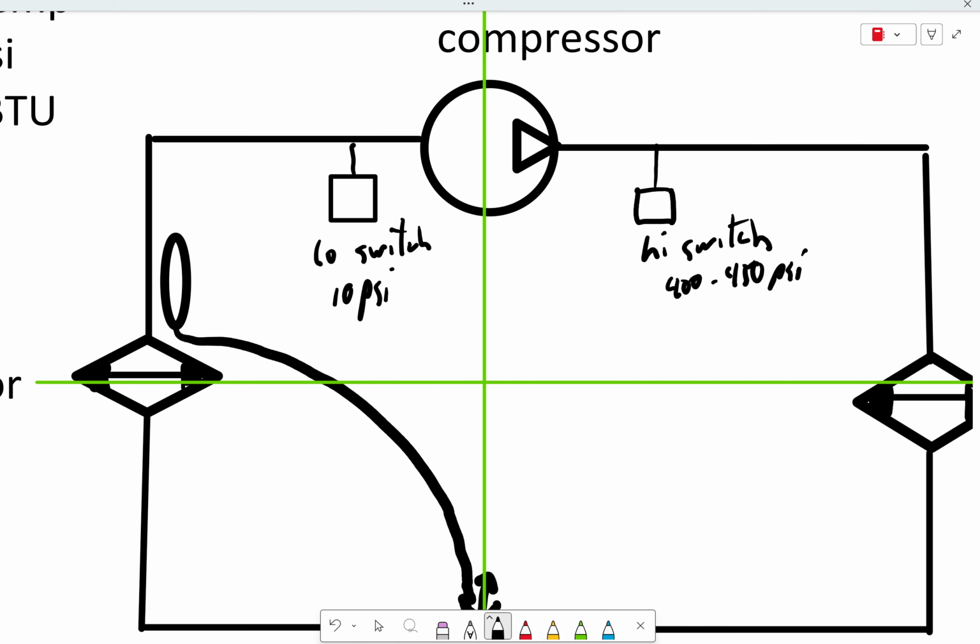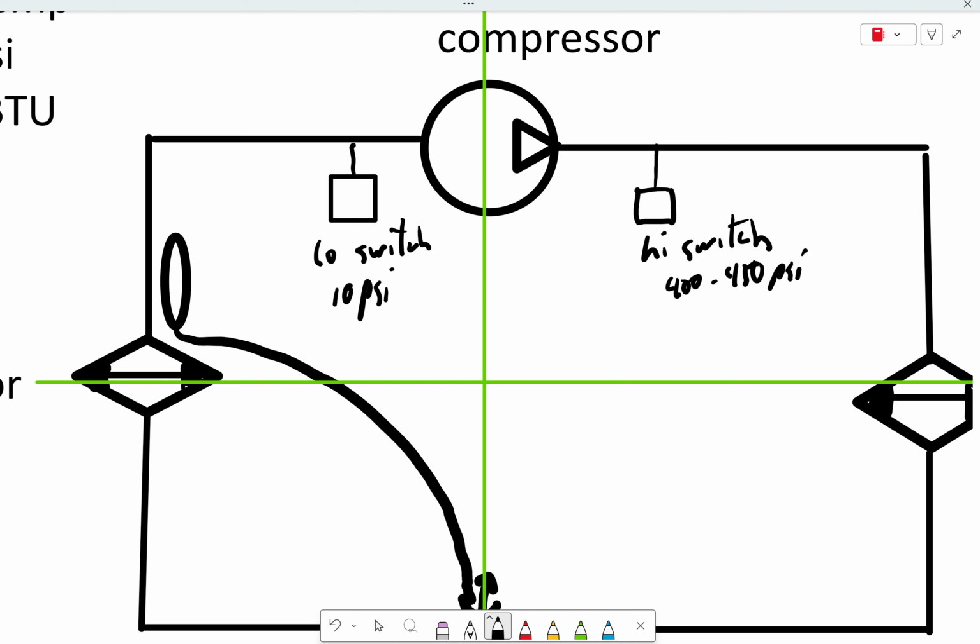But why have a low switch? Well, if your low switch is on the low side of the system, it's there for two reasons. It's there to switch the compressor off when the low side pressure gets too low. It's there to keep the compressor from turning on when there is no pressure in the system at all. Give me two reasons why there'd be no pressure in the system. A leak, so there's nothing in there, for sure. And what's the other reason there wouldn't be any pressure in the system?